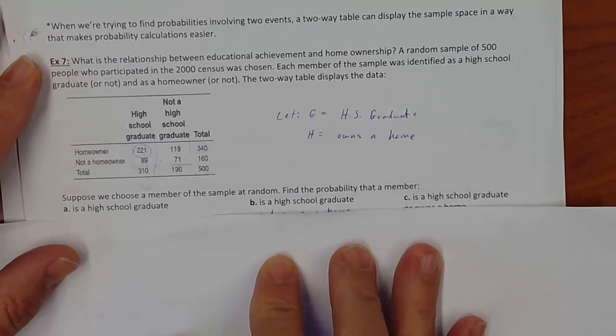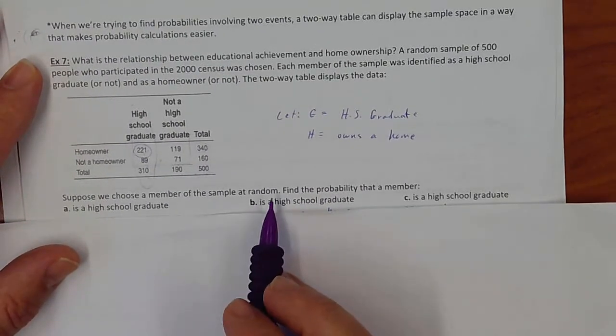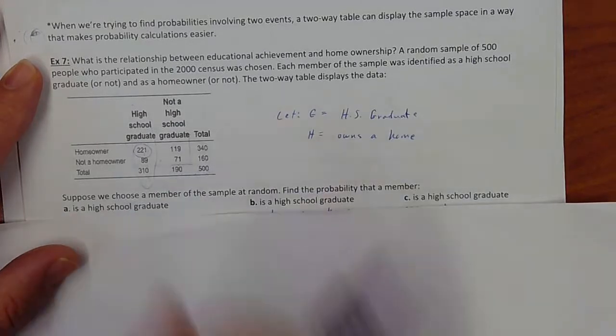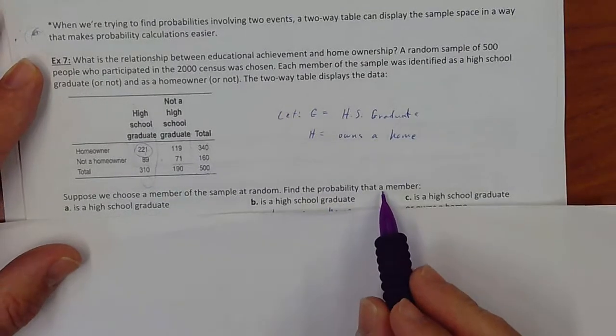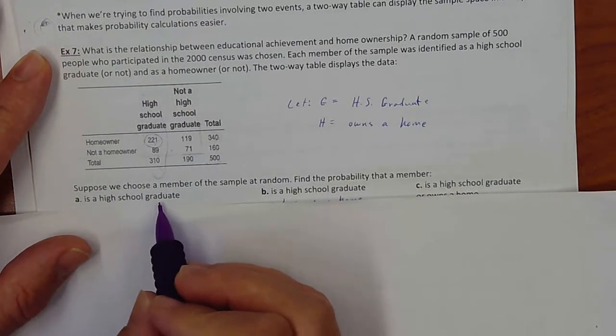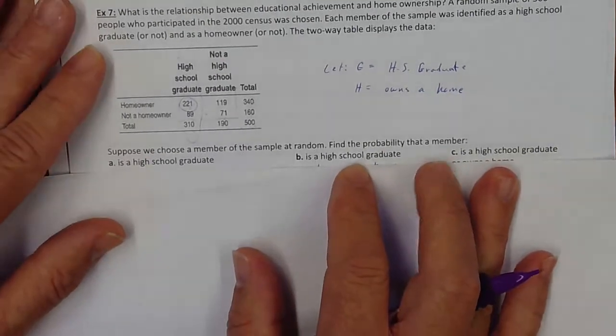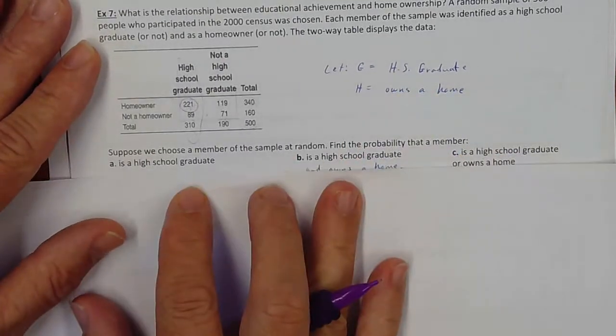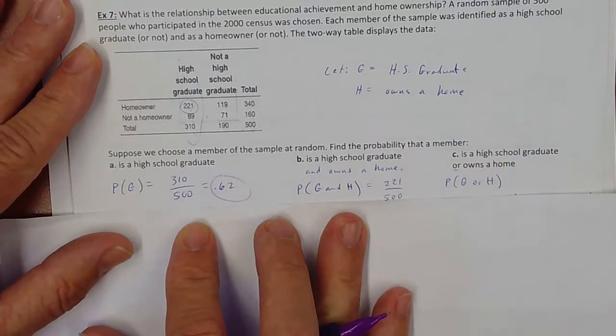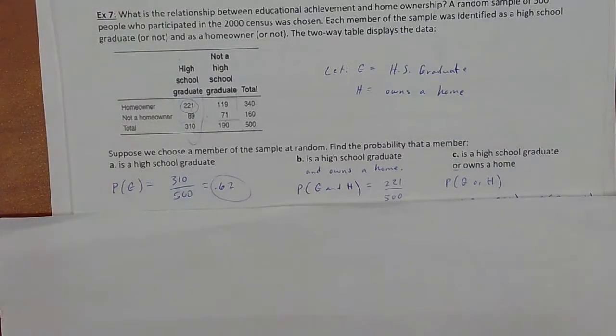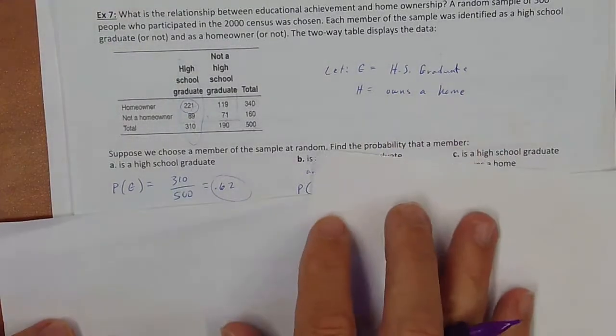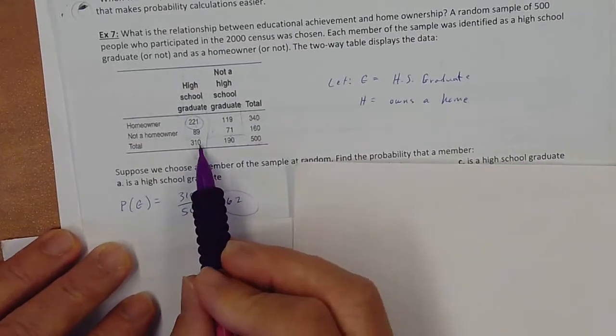All right, so suppose we choose a member of the sample at random. So out of these 500 people, we randomly grab one. Find the probability that a member is a high school graduate. Okay. So if they're a high school graduate, we're going to use the marginal one. This one's a pretty easy one. Okay. So we get 310 out of the 500.